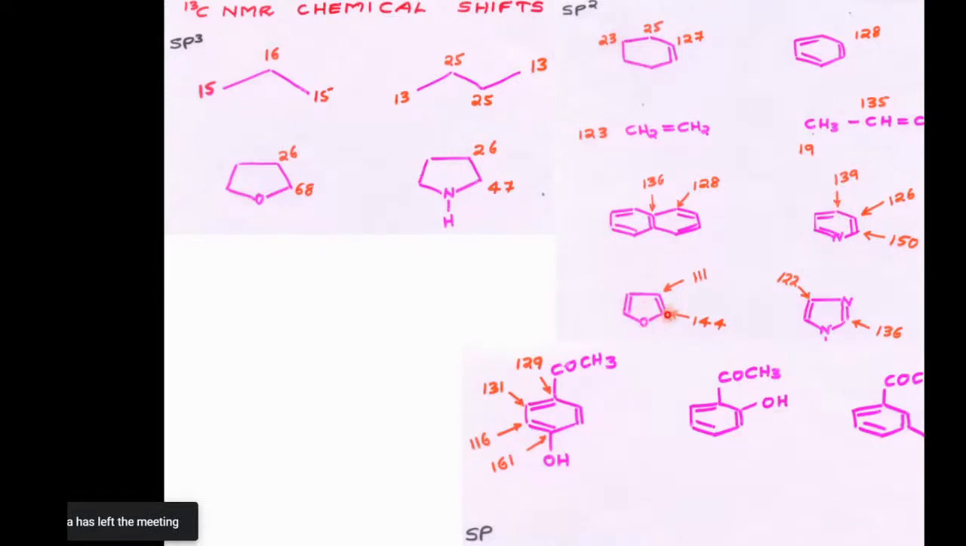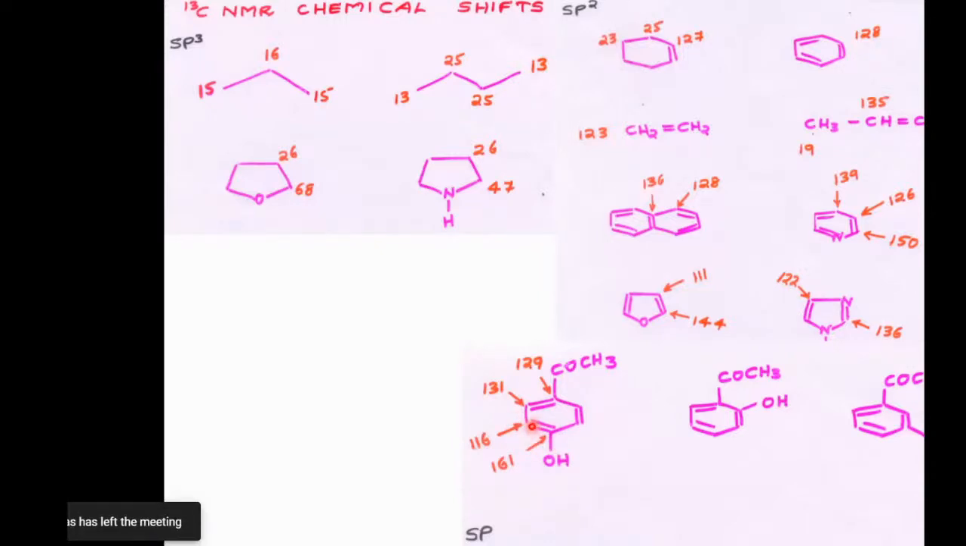Now, you can also see in other heteroaromatic systems like furan, 144 here, whereas 111 here, 136 here because of two nitrogens and 122 here. And we can also look at the chemical shifts of more substituted aromatic systems. A strongly electron withdrawing group such as OH group makes this carbon highly deshielded, or 160.